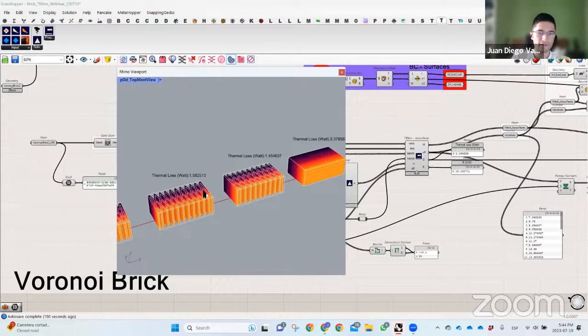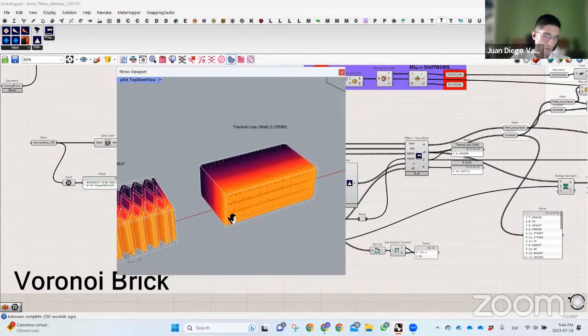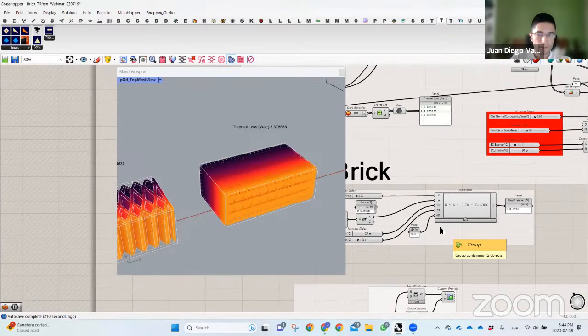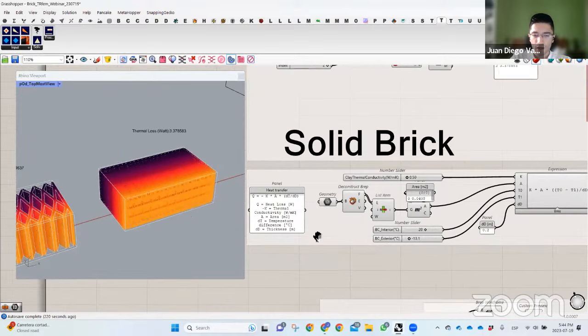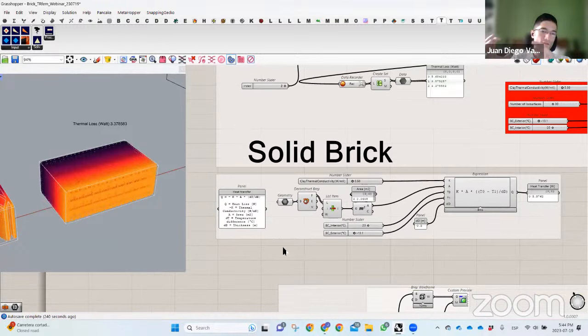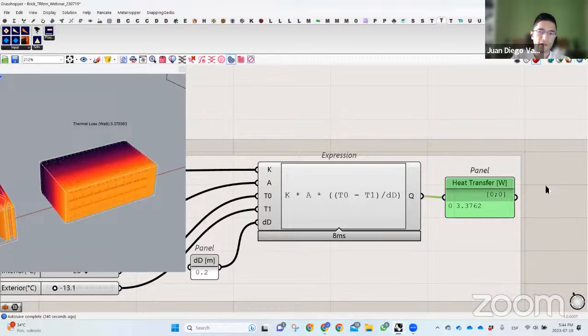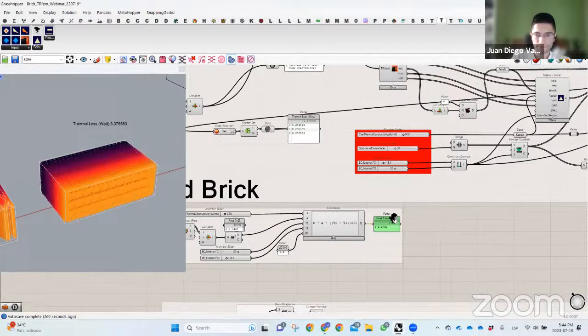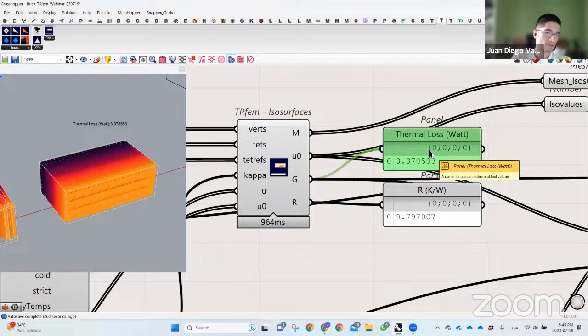Something I wanted to show last is this simple box. This is a box with the gross dimensions of all the bricks we've shown until now. And in order to see how TRfem works, we also made this small expression here that is a steady state heat transfer equation for simple geometries. Of course, this will only work in boxes such as this one, not in geometries that are as crazy as others. So you can see here that the expected heat transfer would be 3.37 watts. And here we can see that the result TRfem gives us is 3.837 as well.